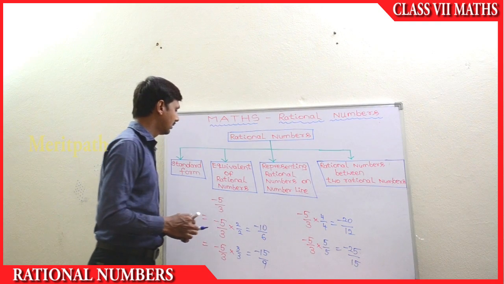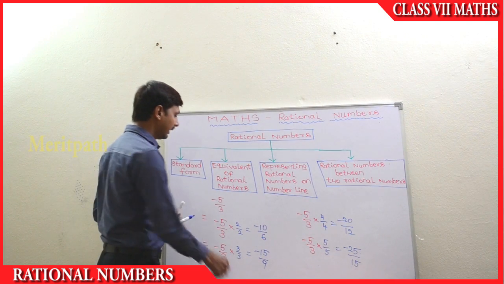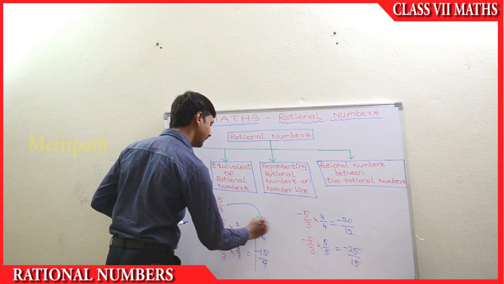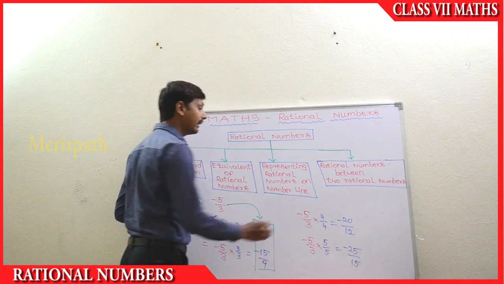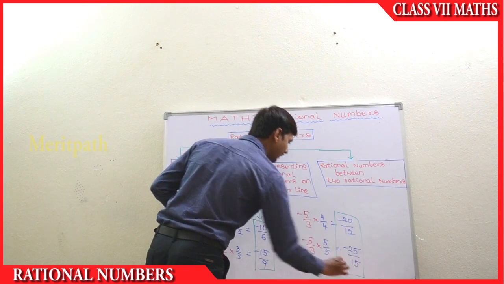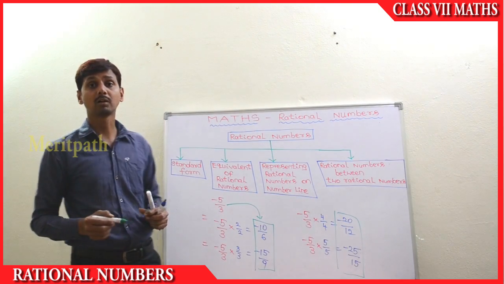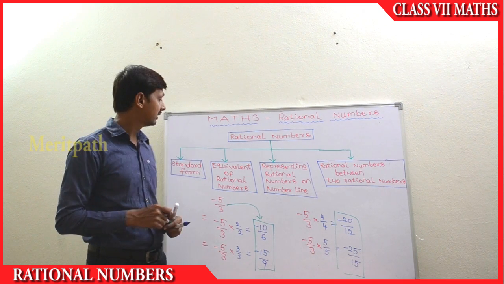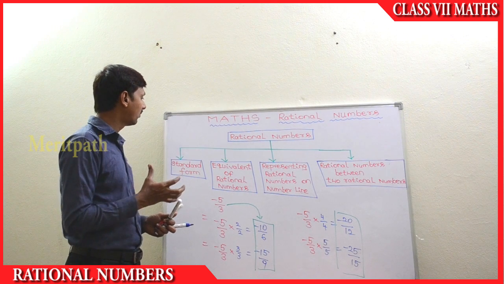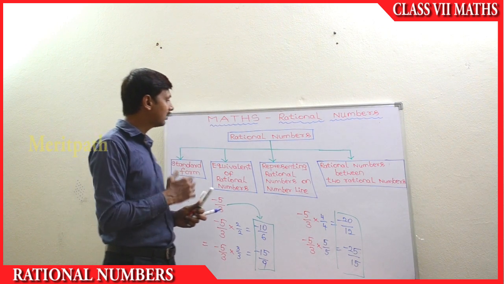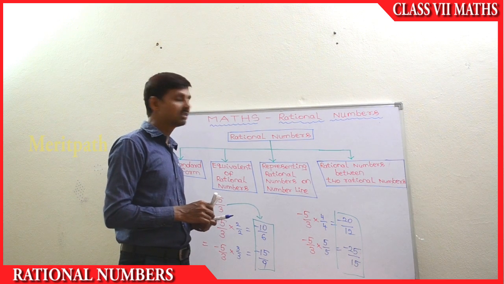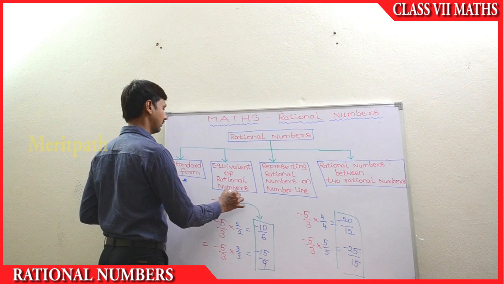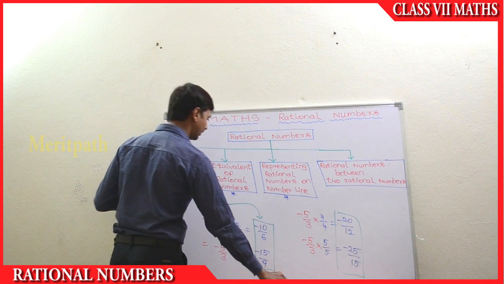So what we got here: the rational numbers which are equivalent to minus 5 by 3 are minus 10 by 6, minus 15 by 9, minus 20 by 12, minus 25 by 15. All these numbers are called equivalent rational numbers to minus 5 by 3. So this is the concept of equivalent rational numbers. Let's go to the next concept, representing rational numbers on the number line.